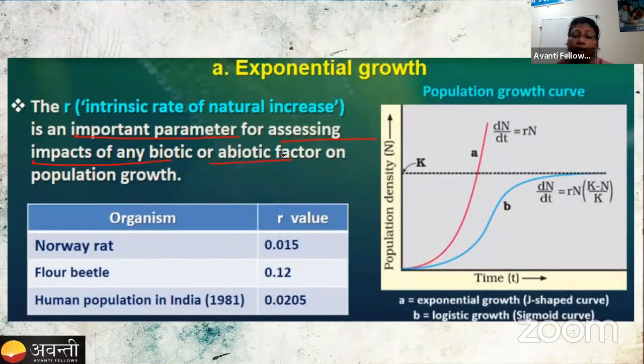As you know, the biotic and abiotic factors both affect our ecosystem. So we have studied this already. It is the factor which also affects the reproduction rate of an organism. So r is important for our exponential growth.